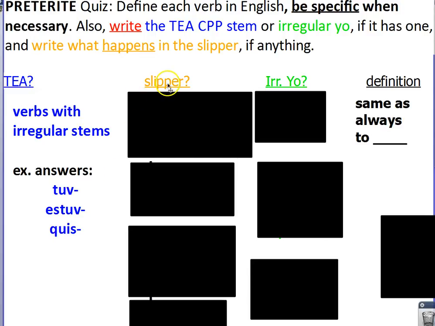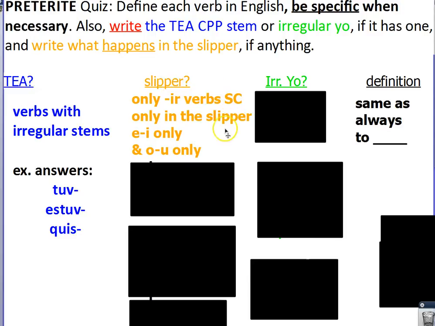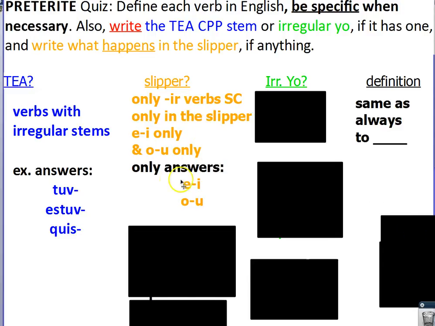The next category asks you for what happens in the slipper. So if you recall, IR verbs stem change in the slipper, E to I only or O to U only. So if it's an IR verb that is also a stem changer, your only answers could be E to I or O to U. I'm not sure when we talked about this, but we can talk about it some more if you have questions.